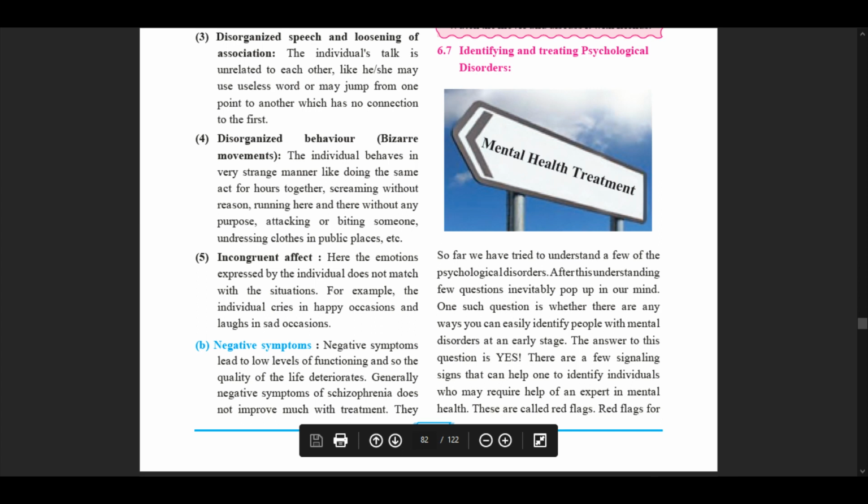These are a few signaling signs that can help one to identify individuals who may require the help of an expert in mental health.